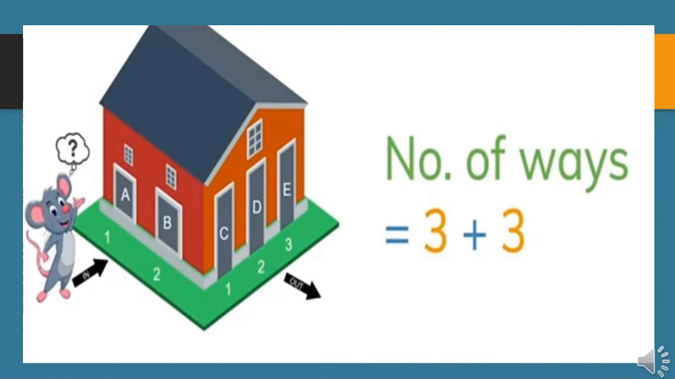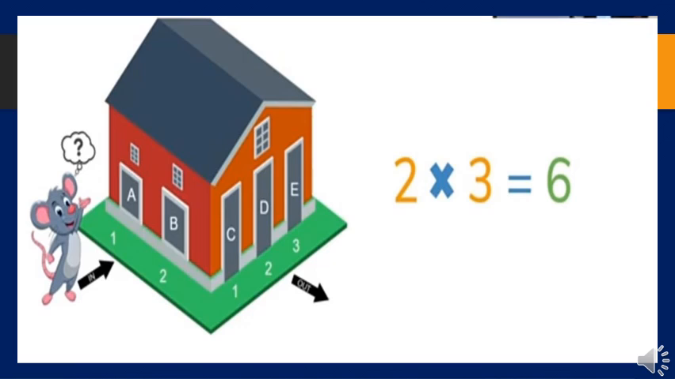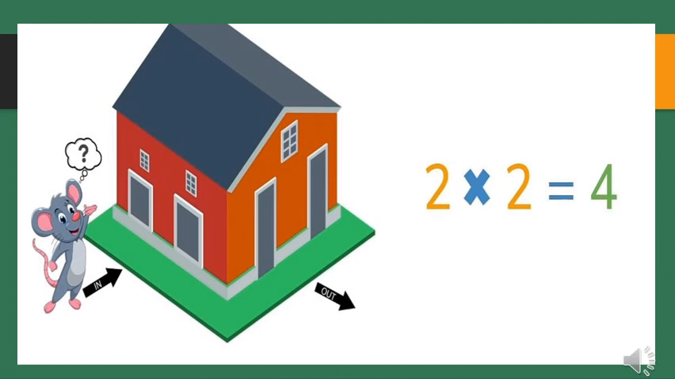Here the 3 is repeating 2 times, going through the 2 ways and coming out from 3 ways. So the 2 has to be repeated 3 times. 2 into 3 is equal to 6. Number of input doors into number of output doors. Now here there are 2 input doors and 2 outputs. That means 2 into 2 is equal to 4.